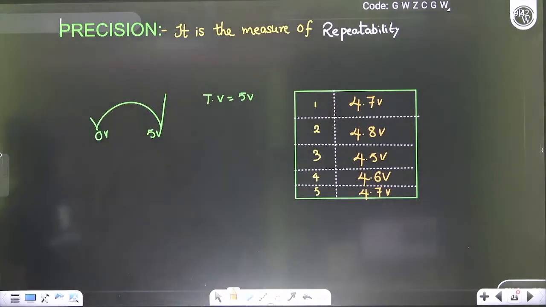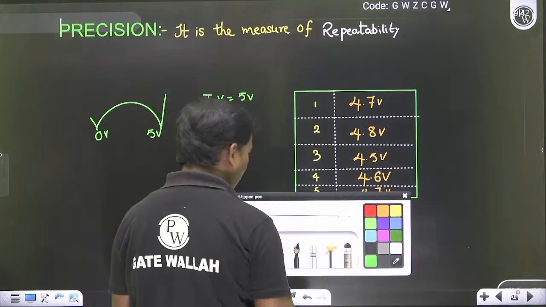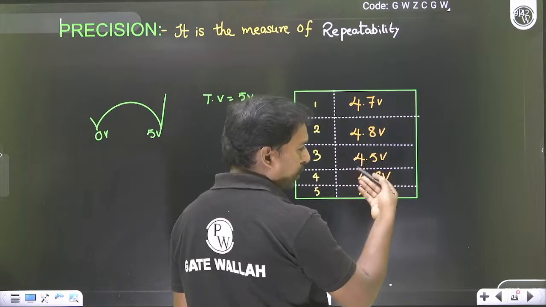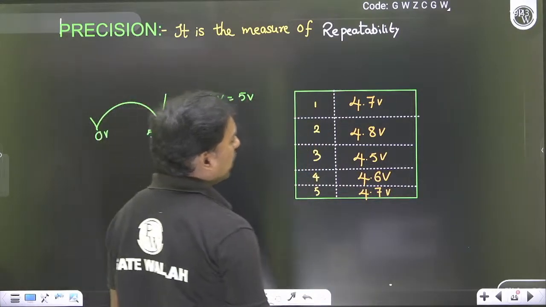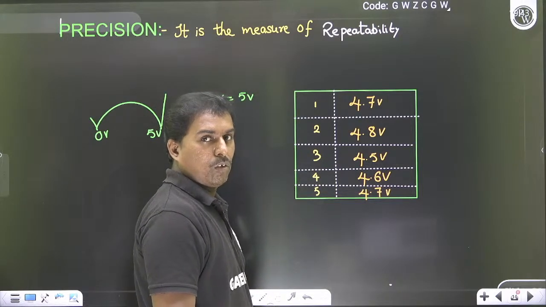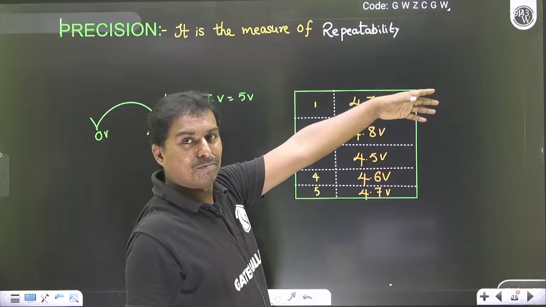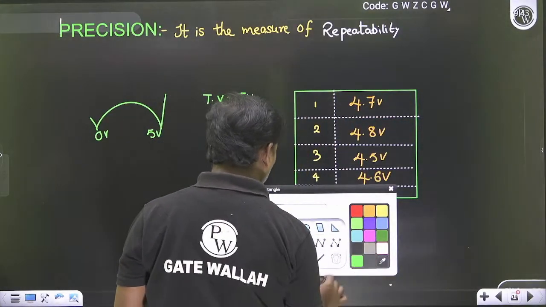Is it true? No. First of all, it is not accurate, but it has the ability to repeat the same value. So this is what we call repeatability or precision. Of course, too much precision is automatically close to accuracy. For example, we will see another set of tables.